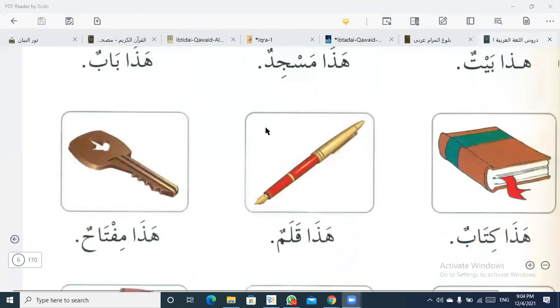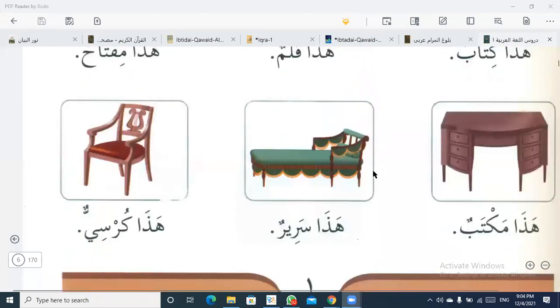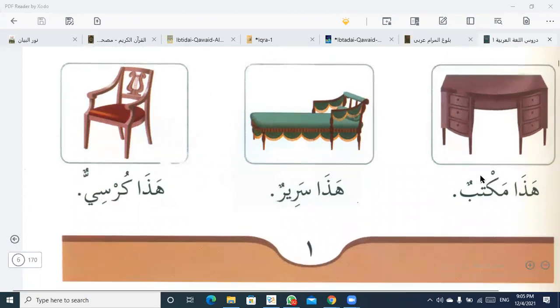Okay. Haza kitabun. This is a book. Hada qalamun, this is a pen. Hada miftahun, this is a key. Okay, next sister. Sister Sumayya Sheikh. Hada maktabun. This is a table. Haza sarirun. This is a bed. Haza kursiyun. This is a chair.